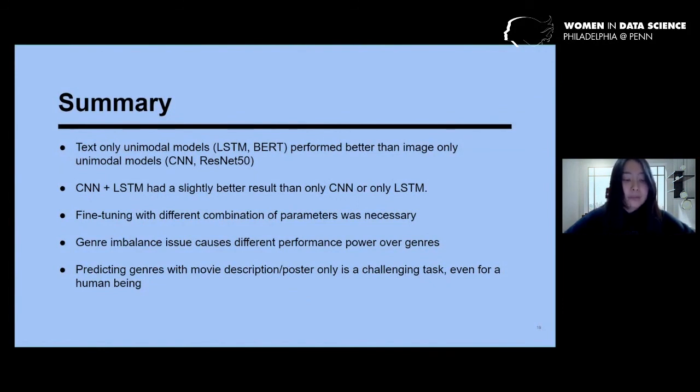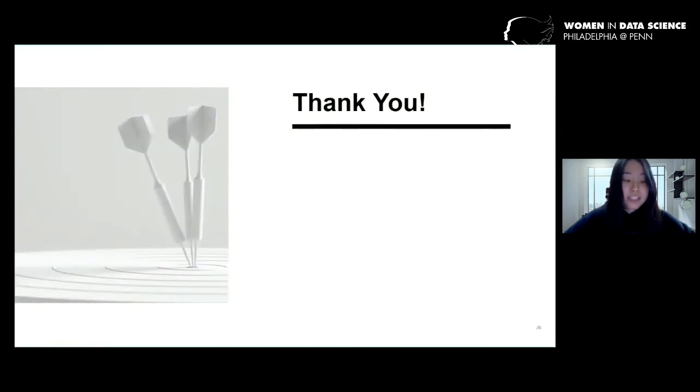On the other hand, BERT and ResNet 50 did not perform better than single BERT. One possible explanation might be the substantial number of parameters to train. Since ResNet 50 and BERT each have many parameters to tune, it took high computational power to fine-tune the model, and better hyperparameter tuning was required. It is also worth mentioning that the scores we achieved seemed high, but they were limited by genre imbalance issues. But lastly, predicting genre is a challenging task, even for a human being. That's all for my presentation, and thank you for listening.